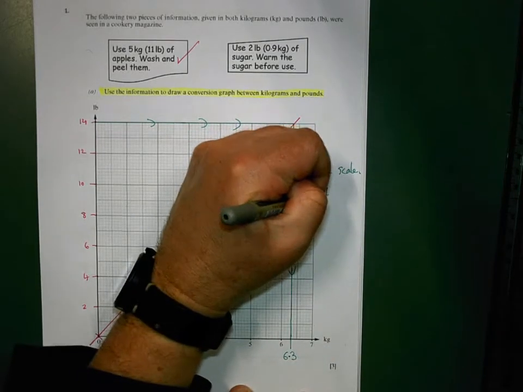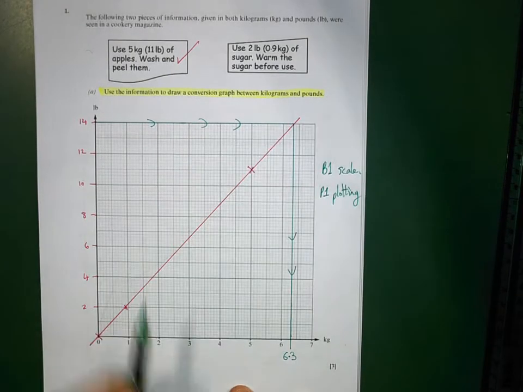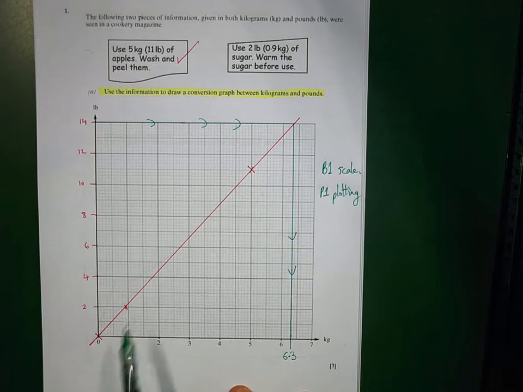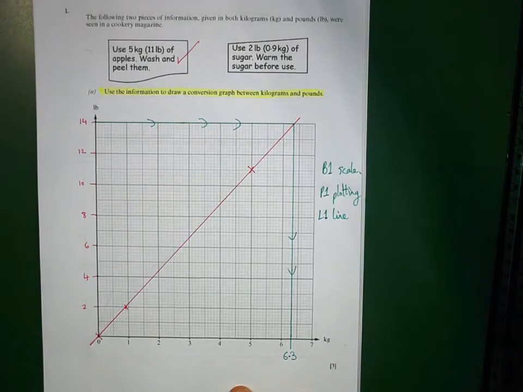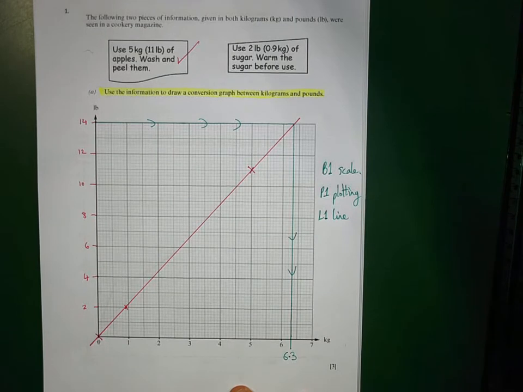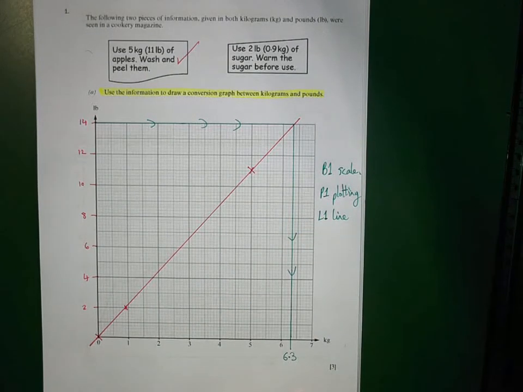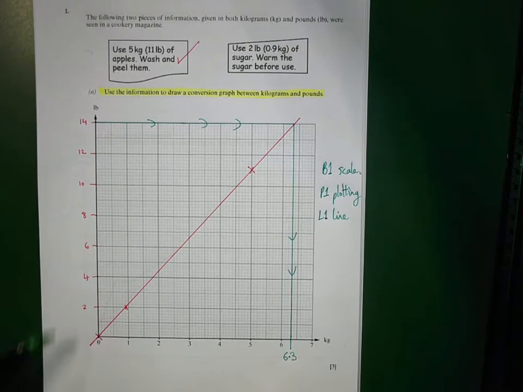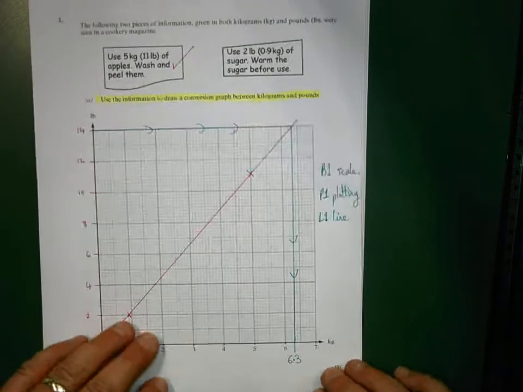There's a P mark for plotting the points. So I've plotted 3 points. Any 2 correct will get you that P mark. And then there's an L mark for drawing the line correctly. Now, if your points are wrong, but you've drawn a line through them, you might lose the plotting point, but still get the mark for the line. So the 3 marks for that, if you see a graph and you see 3 marks, one of them will be for choosing the scale, one of them will be for plotting the points, and one of them will be for accurately drawing the line.